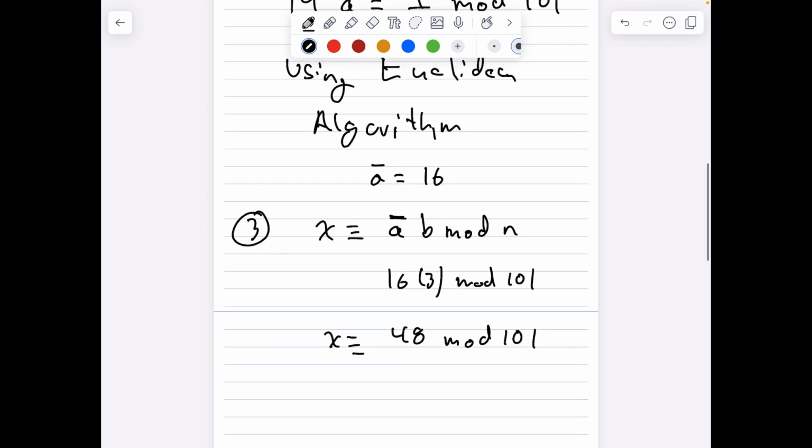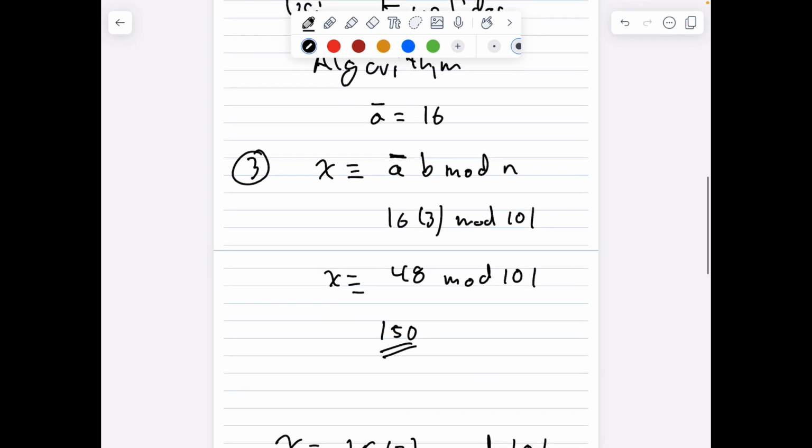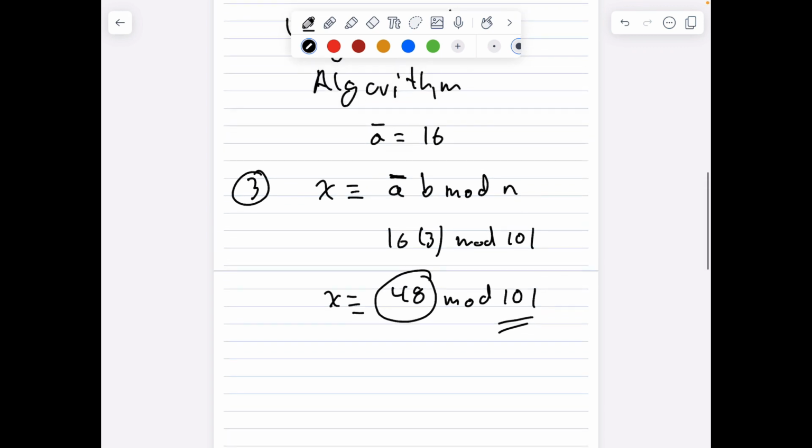And just to be aware, sometimes the a bar b part you get is greater than your n. If that's the case, you can always divide by the n. So if my answer was 150, technically that's fine for my a bar b. If you divide this by 101, whatever that remainder is, that would be a solution. So just be aware of that, because most books, understandably so, will give a number that is always less than whatever n is. And there you go, that would be your solution.